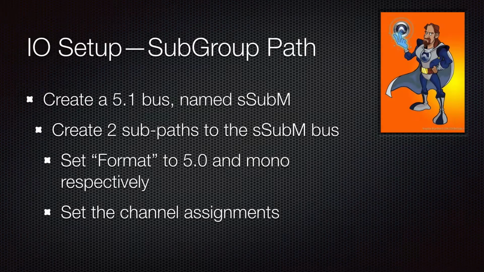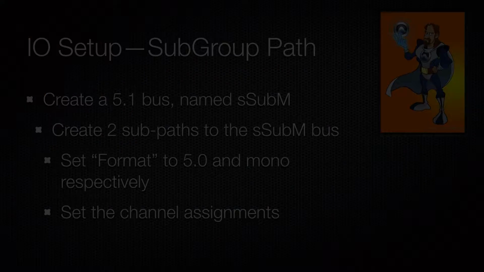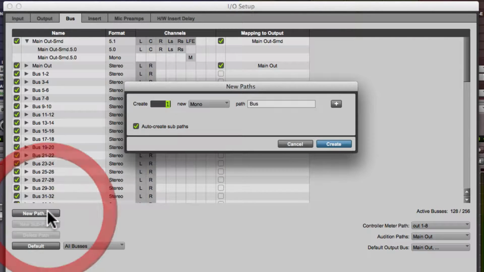Next, we need to set up the subgroup architecture so we can route all of our mix through an aux input track, and then we'll create two subpaths to that bus that match what we did on our main out. So back in the I/O setup on the Bus tab, we will create a new path, and this will be a 5.1 path, and we will name it S sub M. For now, we will uncheck the auto create subpath. We'll talk about that in class.